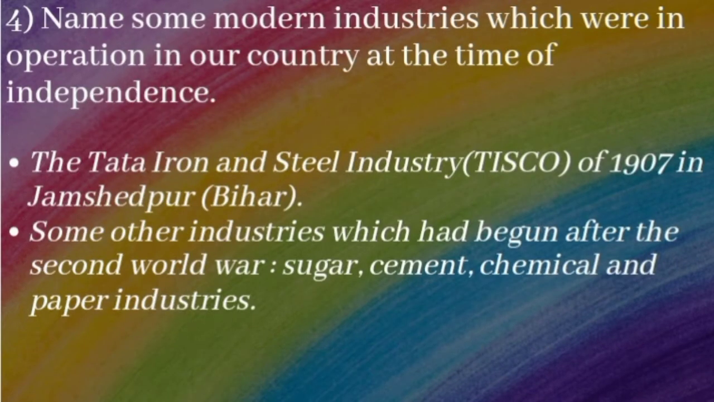Coming to the fourth question: name some modern industries which were in operation in our country at the time of independence. So, at the time of independence, some modern industries were working in India. So those names are given here. The Tata Iron Steel Company, that is Tisco, was incorporated in the year 1907 in Jamshedpur, Bihar. Then some other industries which had begun after the Second World War were sugar, cement, chemical, and paper industries.